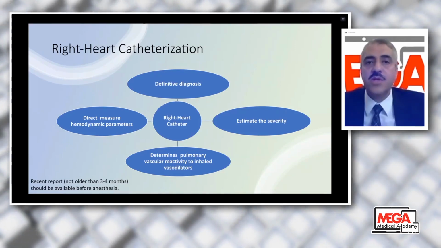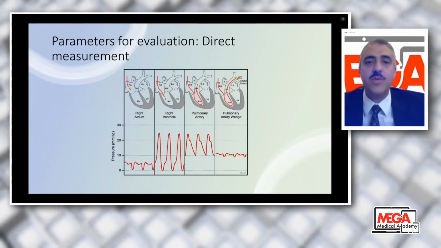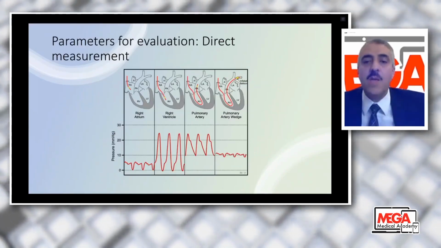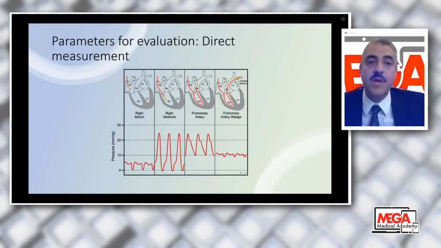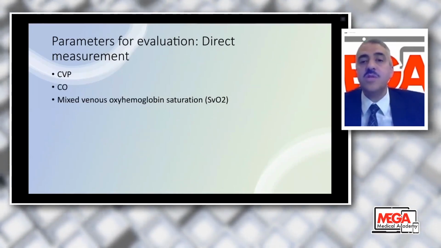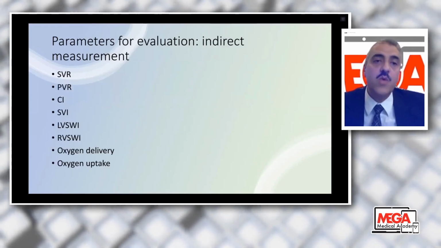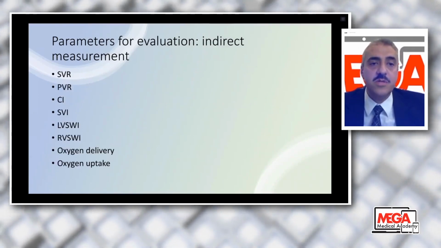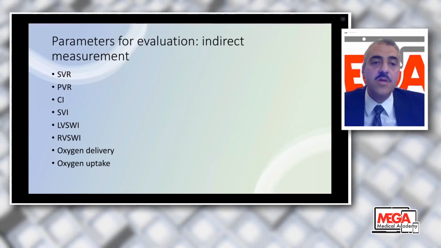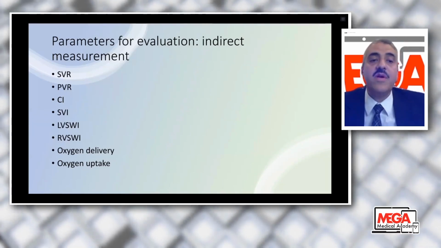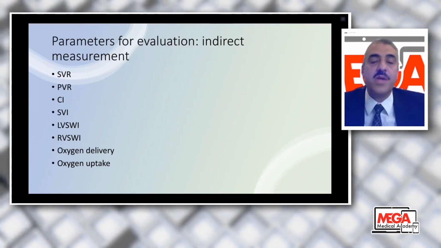What can right heart catheterization read? You all know that it can give direct measurement of right atrial pressure, right ventricular pressure, pulmonary artery pressure, pulmonary capillary wedge pressure, CVP, cardiac output, and mixed venous oxygen saturation. Indirectly, with a few equations, we can estimate systemic vascular resistance, pulmonary vascular resistance, cardiac index, stroke volume index, left ventricular stroke work index, right ventricular stroke work index, oxygen delivery, and oxygen uptake.